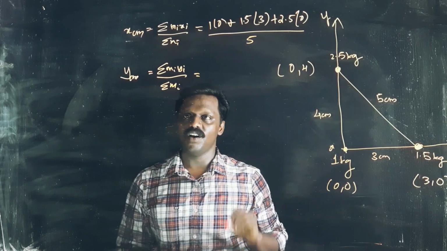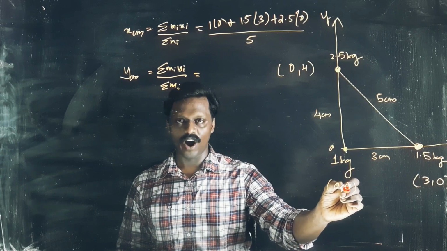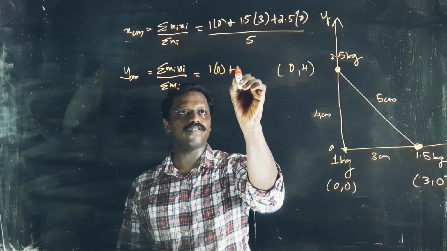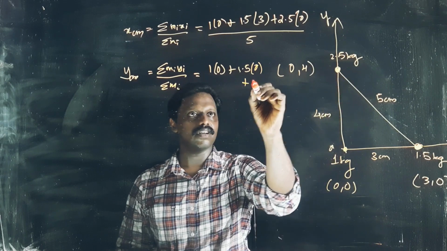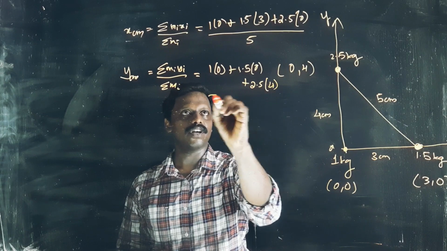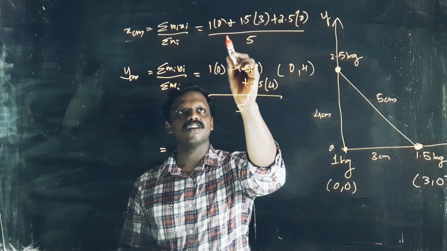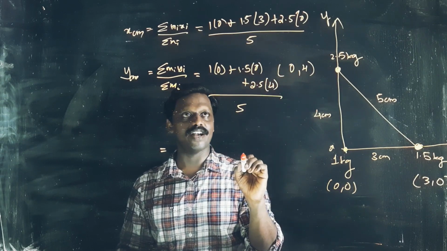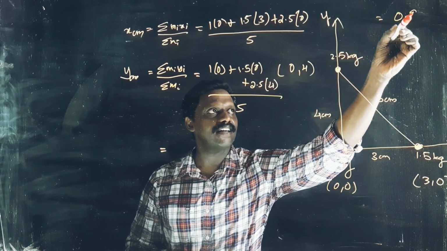Similarly, ycm is equal to m1y1, which is 0, so 1 multiplied by 0, plus 1.5 multiplied by 0, plus we have 2.5 multiplied by 4, divided by the sum of the masses. From this, we have 1.5 multiplied by 3 divided by 5, which is 4.5 divided by 5, which is 0.9 centimeter.